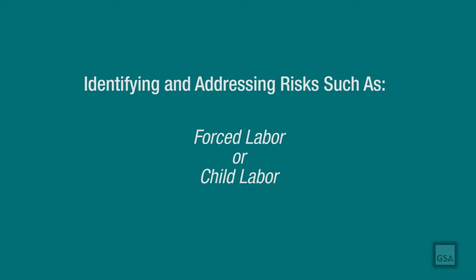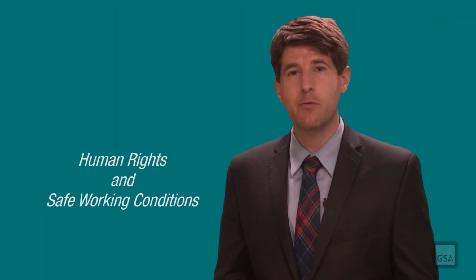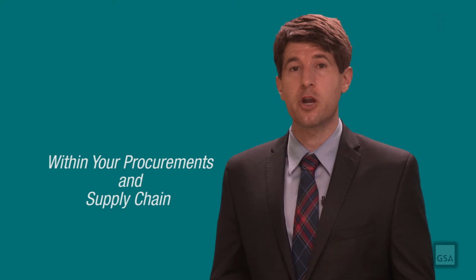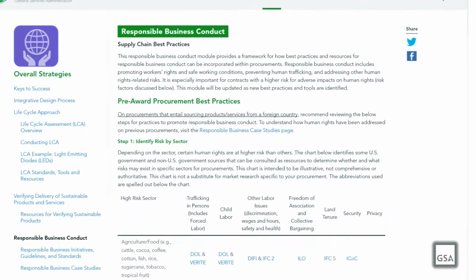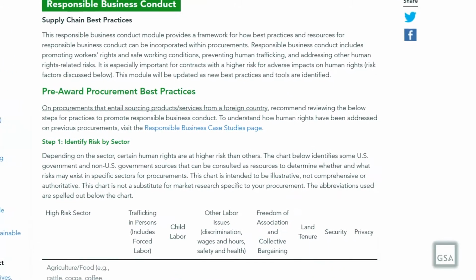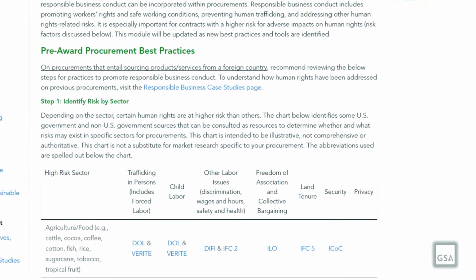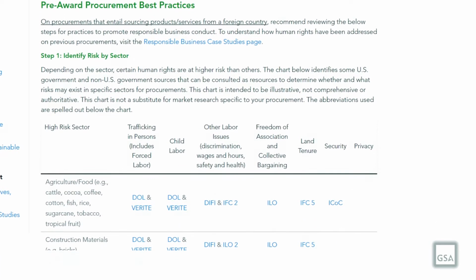Identifying and addressing risks such as forced labor or child labor will help promote human rights and safe working conditions within your procurements and supply chain. The first part of this module covers pre-award best practices, and the second part covers post-award best practices. For both parts, step-by-step guidance is provided for how risks associated with responsible business conduct can be identified and addressed.